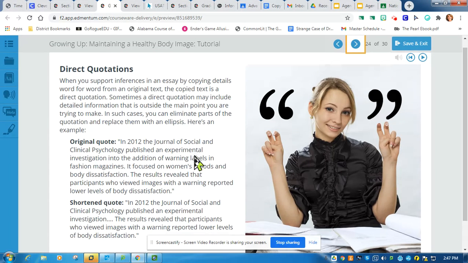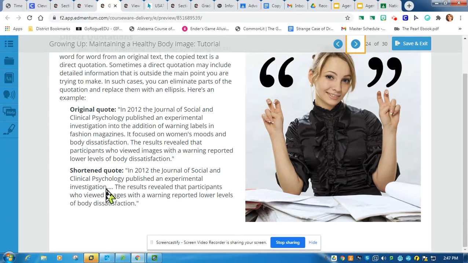Okay? You can also shorten the quote. If you'll notice here, an ellipsis is used. That's really only supposed to be 3 dots, not 4. That's an error on the part of whoever created this. But an ellipsis is 3 dots, and it denotes that there were some words left out. Notice it's the same exact quote, but it just leaves out some words. Okay?